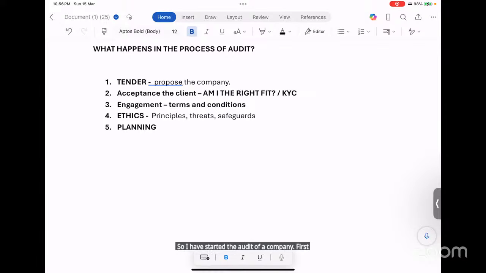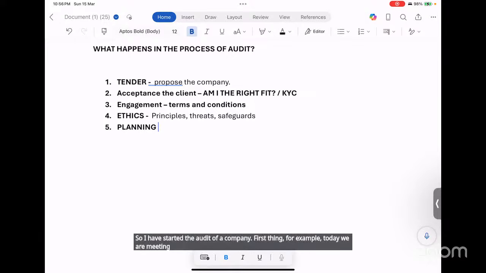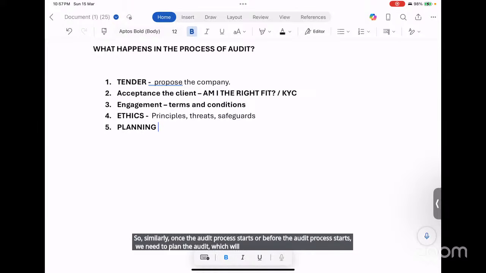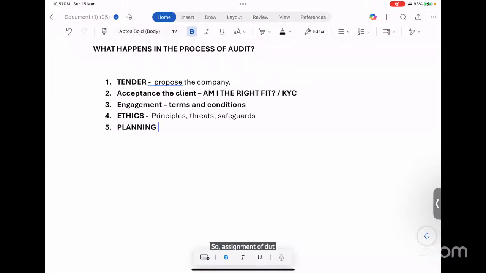First thing, for example, today we are meeting, we are planning how we will make sure that we pass our paper in June. We are having a study plan ahead of our preparation. So similarly, before the audit process starts, we need to plan the audit, which will be the risky areas, what kind of response I would give to the risky areas of financial statements, what kind of work I will perform on financial statements, who will do what work. So assignment of duties within the audit team.